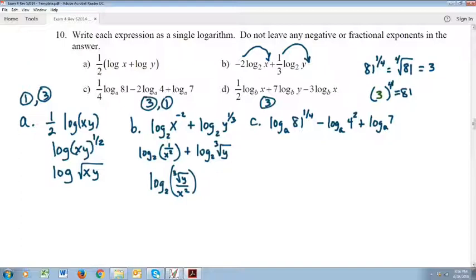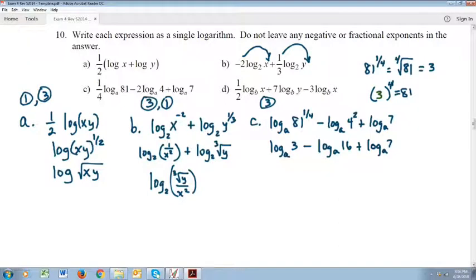And so let's go ahead and fix that first logarithm. It'll be log base a of 3. And then on the second one, 4 squared, of course, is 16. So we'll get minus log base a of 16. And then plus log base a of 7.